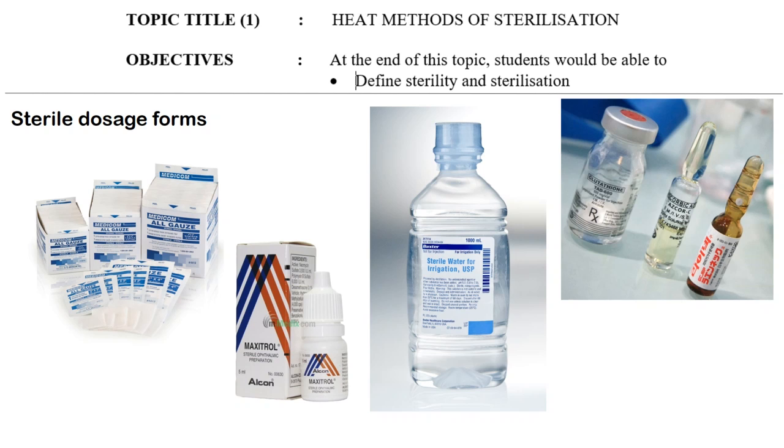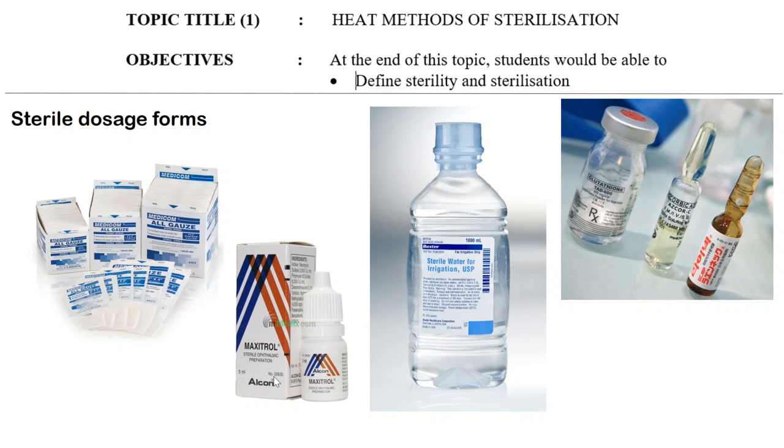As an example, we have gauze. Gauze is also sterile. It's individually packed in a sterile package. In such a case, the gauze is already packed in the final packaging before it is sterilized in the sterilizer. We also have eye drops, water for irrigation, and also vials and ampoules. These are examples of sterile dosage forms.